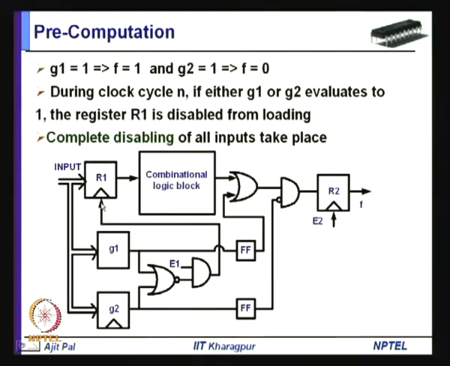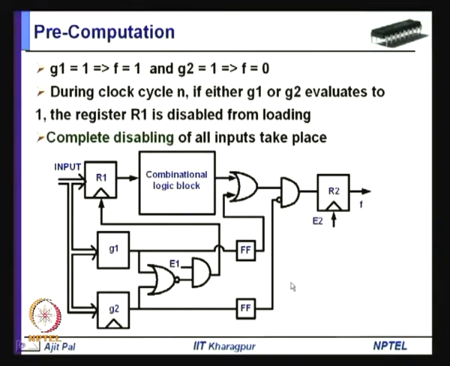So, that means, you can disable this input to reach the combinational block when the computation is done, when either this is 1 or this is 1. That means, when G1 is 1 or G2 is 1, you are disabling this input, and in those situations you are taking the outputs from G1 or G2 instead of from this combinational logic block. That is the reason why you are using this additional hardware, to take outputs either from G1 or from G2, and that is taken out through another register R2, which has enable signal E2.